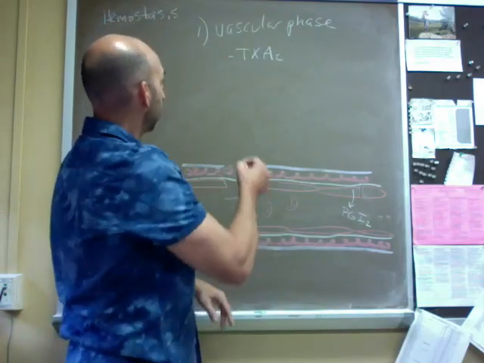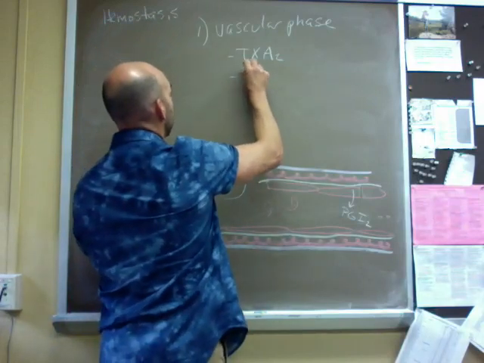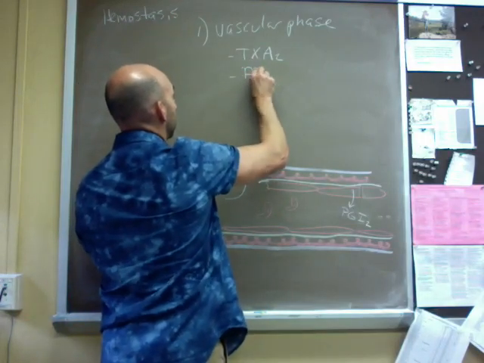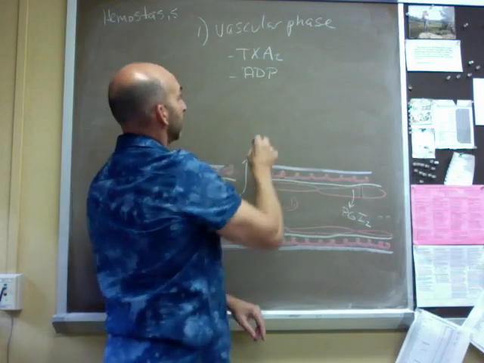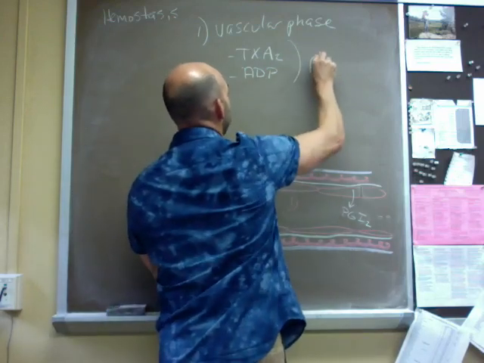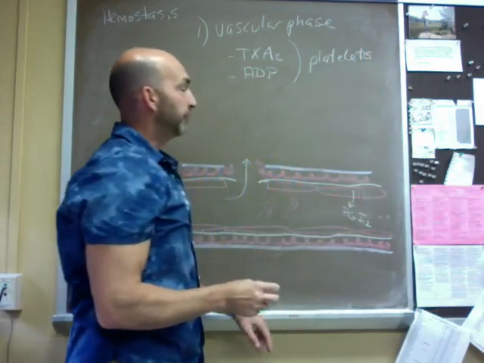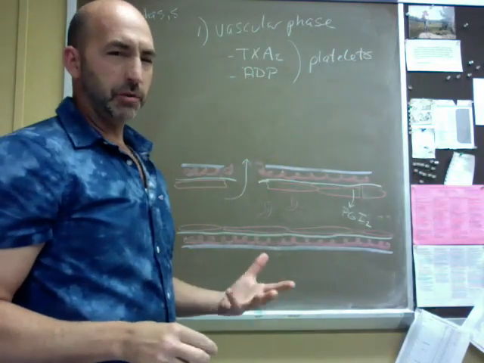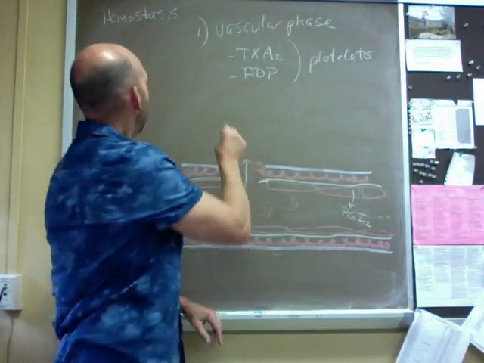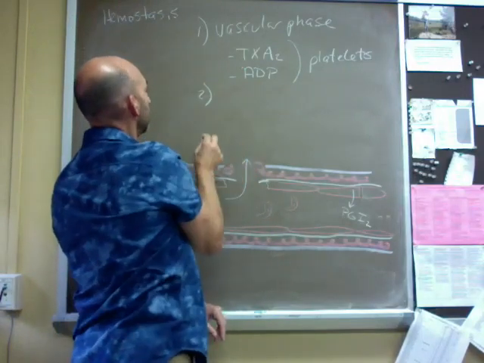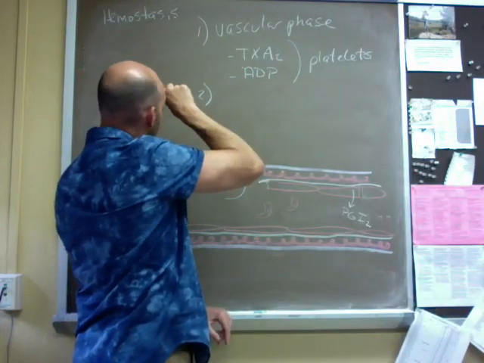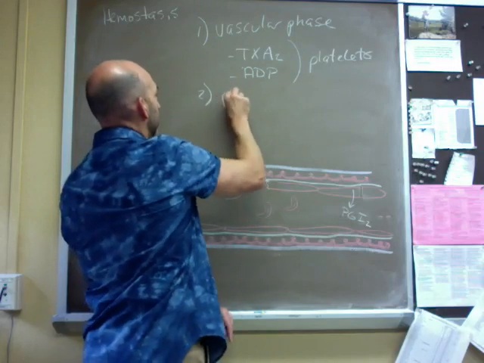Those activated platelets are also going to release a molecule called ADP. Again, largely from platelets. But again, damaged tissue itself can release some of these chemicals. And that's going to lead us into phase two, which is the platelet phase.